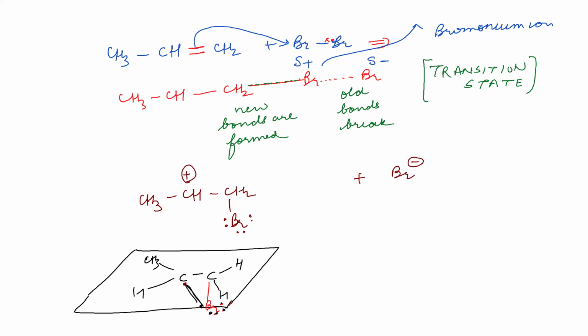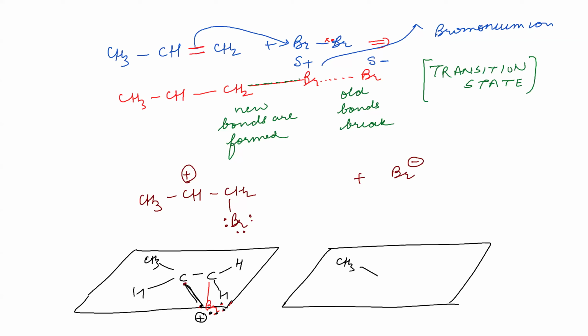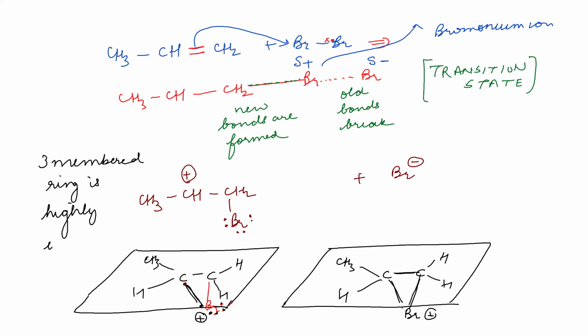So that bromine doesn't end up losing its electron. So bromine acquires a positive charge in that process. So this process looks something like this: CH3, C, C, H and H, and at the bottom bromine is kept, and that is making a bond with both the carbons, acquiring a positive charge. Okay. So this three-membered ring that is being formed is highly, highly unstable. Three-membered ring is highly unstable. And because it is highly unstable, this ring is being formed again for a transient amount of time.